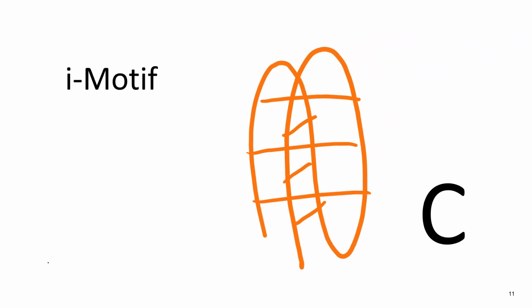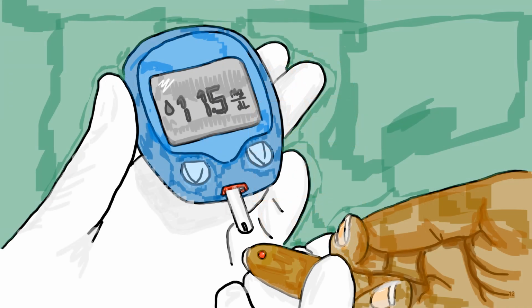Our team are particularly interested in i-motifs, which are the ones that form in sequences that contain a lot of the base cytosine. Alternative DNA structures are thought to potentially play a role in the development of genetic diseases such as cancer and diabetes. We are particularly interested in the potential changing shape of DNA in diabetes.